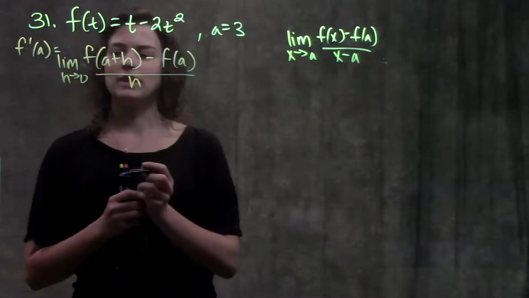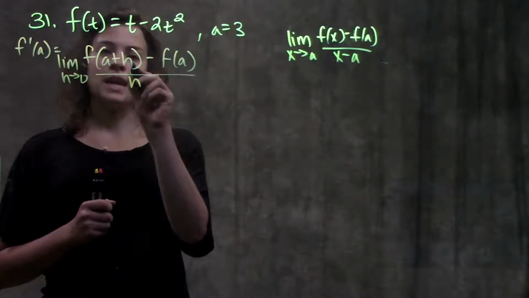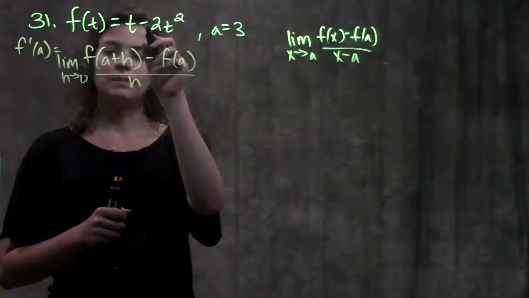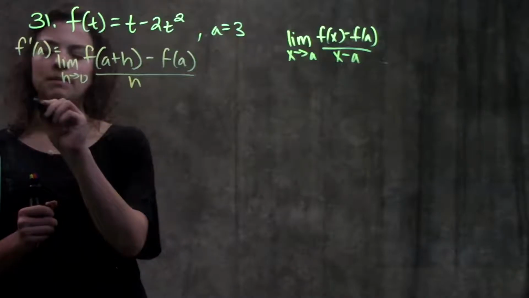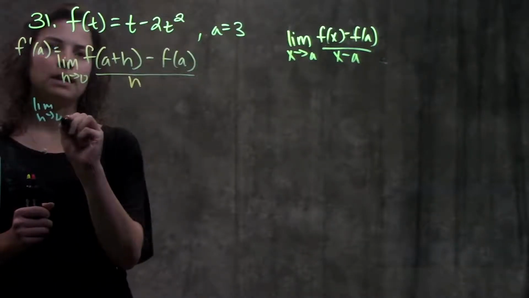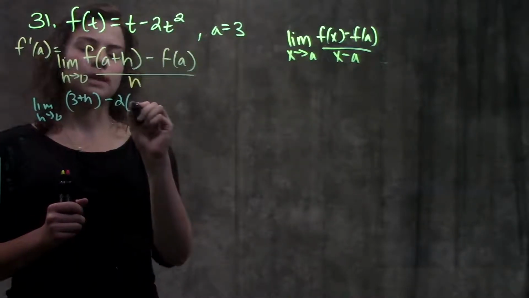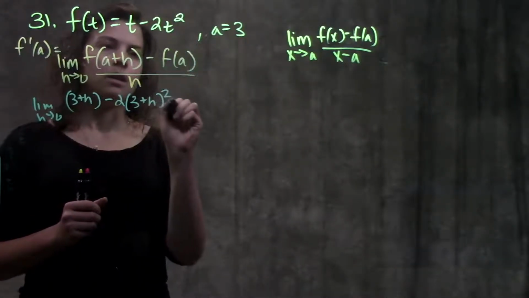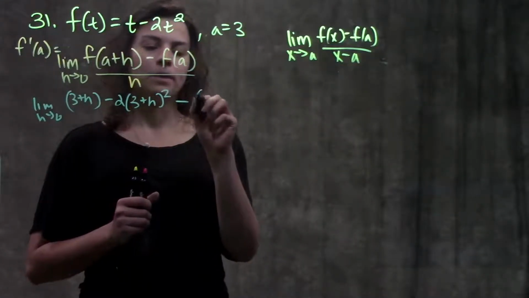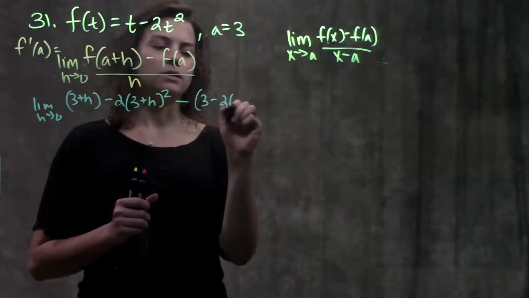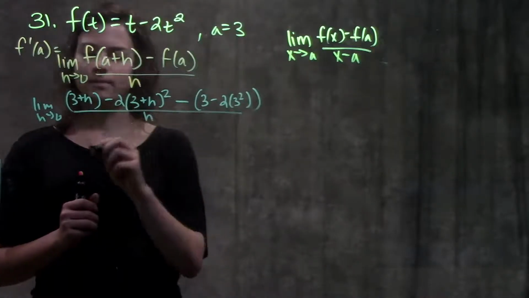Alright, so looking at our first definition, limit as h approaches 0. This first part tells me to plug in a plus h wherever I see a t in my original function. But remember, our a in this case is 3, so I'll plug in 3 plus h wherever I see a t. So that gives me 3 plus h minus 2 times 3 plus h squared. Okay, and now I minus whatever I get when I plug 3 into my function. Minus 3 minus 2 times 3 squared. And all that is just over h.